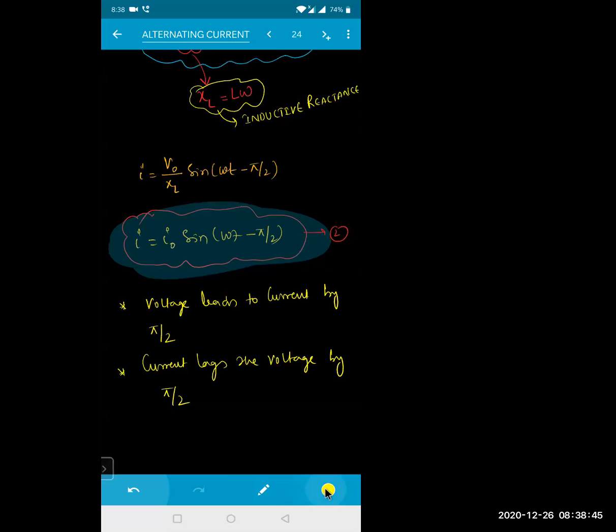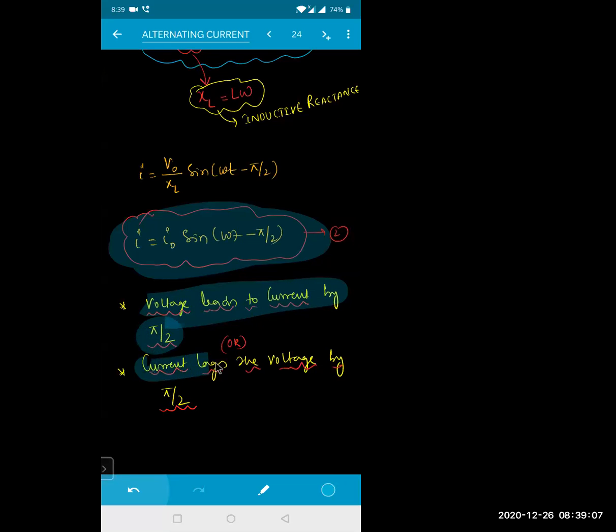Very important conditions you need to remember. When a current is passing through the inductor, voltage leads the current by pi by 2, or we can say that current lags the voltage by pi by 2. Very important: voltage leads the current by pi by 2, or current lags the voltage by pi by 2.